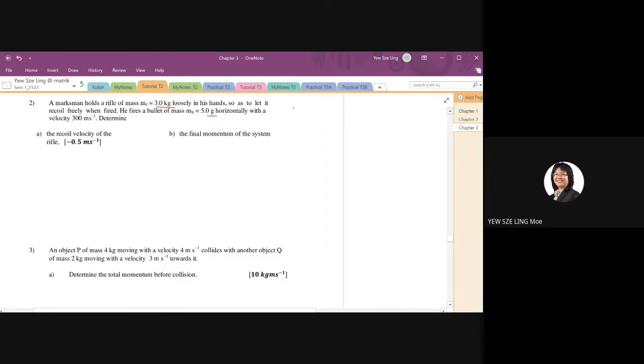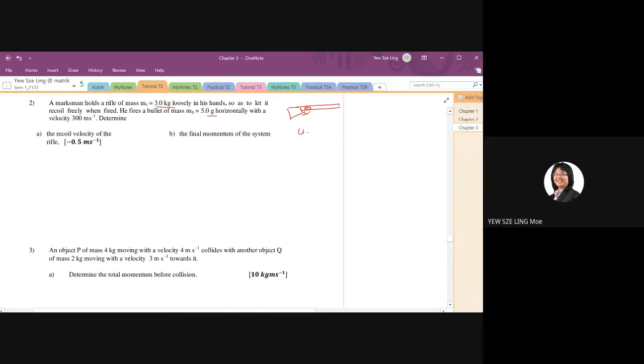So now you have a rifle gun. Well, my drawing, okay, as long as you can understand, then that's fine. Initially, the bullet is staying inside it. This is the bullet. Initially, both the bullet and the gun are not moving.